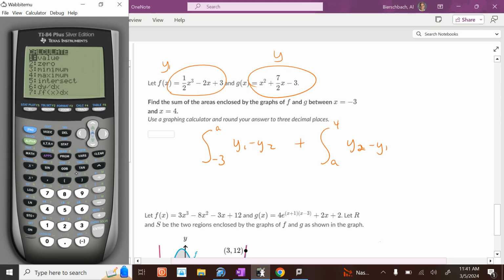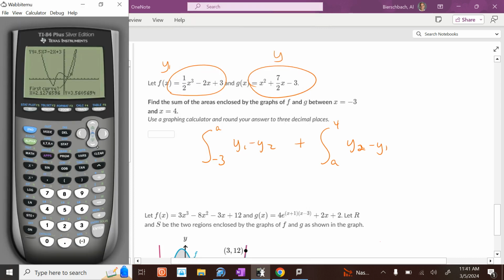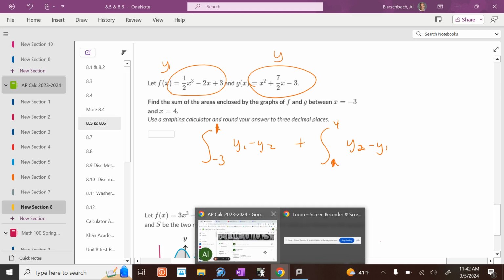Second trace, 5. We got to figure out where they intersect. I don't even know where my cursor is right now. There it is. So I want to get close to the intersection and push enter, enter, enter. And I'll go where it intersects. And they intersect at 1. So that's a nice number this time. Okay.